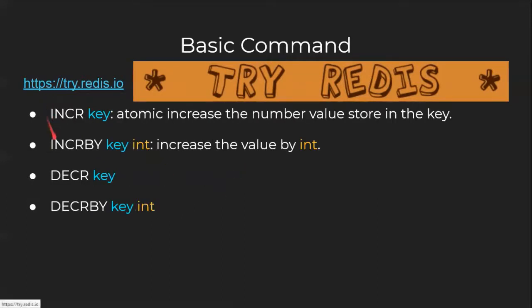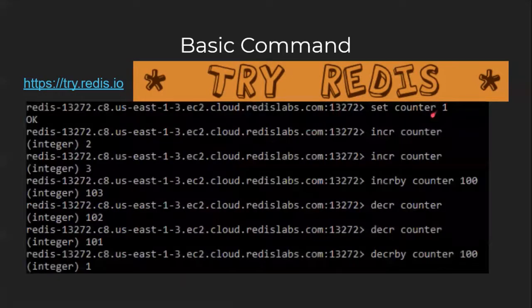This is a comment for working with counter values for credit. Increase key will increase the value by 1. Increase by will increase the value by a set number. And same with decrease and decrease by. Here's an example of the 4 commands. Here you set it, and when you increase the counter, it will increase by 1. And when you increase by 100, it will increase by 100. And the same for decrease and decrease by.